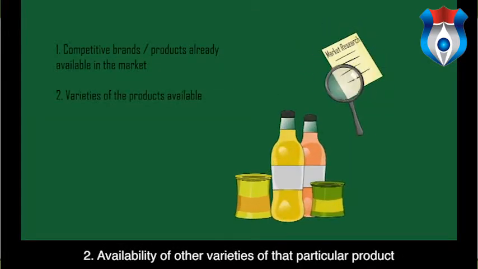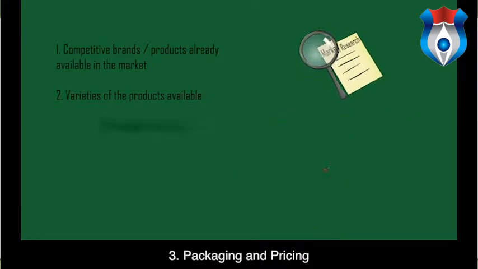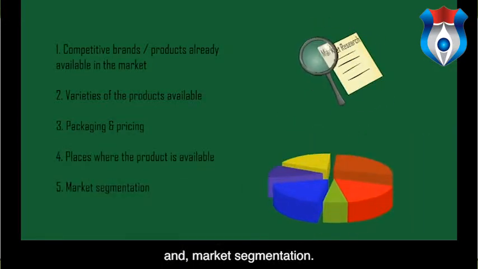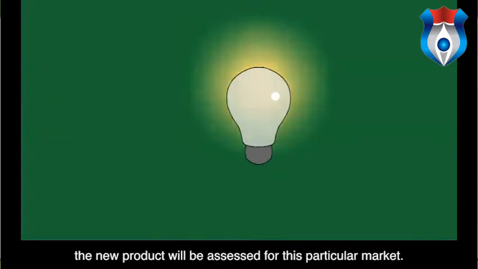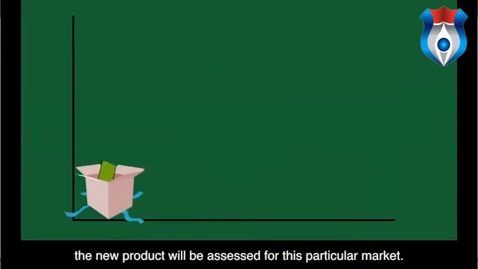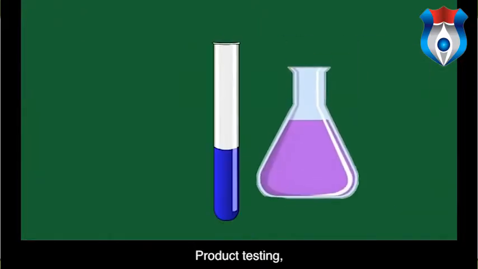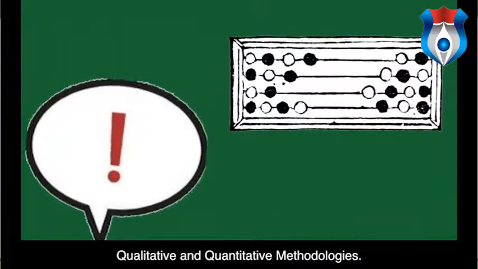Number 2. Availability of other varieties of that particular product. Number 3. Packaging and pricing. Number 4. Places where their products can be distributed. And market segmentation. After collecting relevant data, the new product will be assessed for this particular market. This will be done through surveys, product testing, focus groups, qualitative and quantitative methodologies.